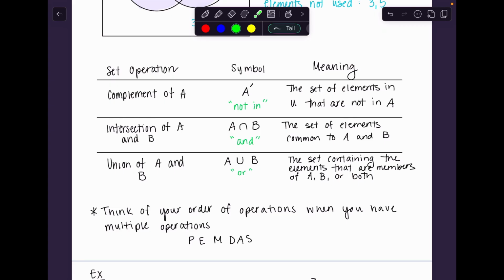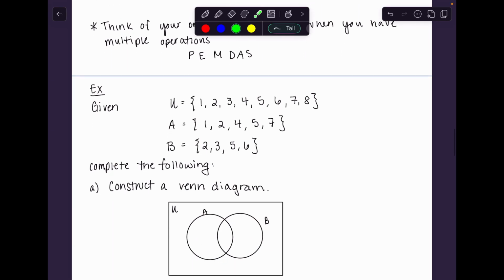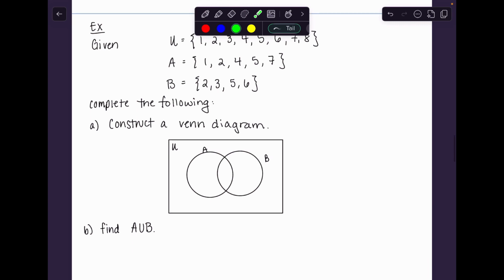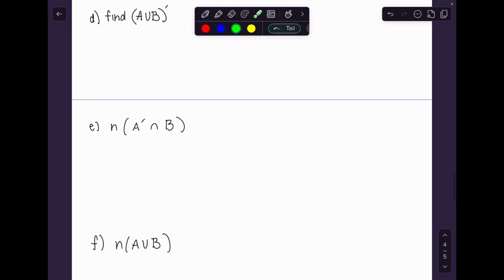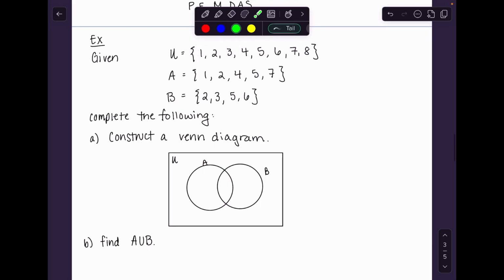So let's try a bunch of these, and we'll also get some more practice with creating a Venn diagram. So given this set U, which has the numbers 1 through 8, here are sets A and B. We're going to complete the following. First we're going to construct a Venn diagram, and then we're going to find a bunch of different sets and refresh with some of our other terminology.